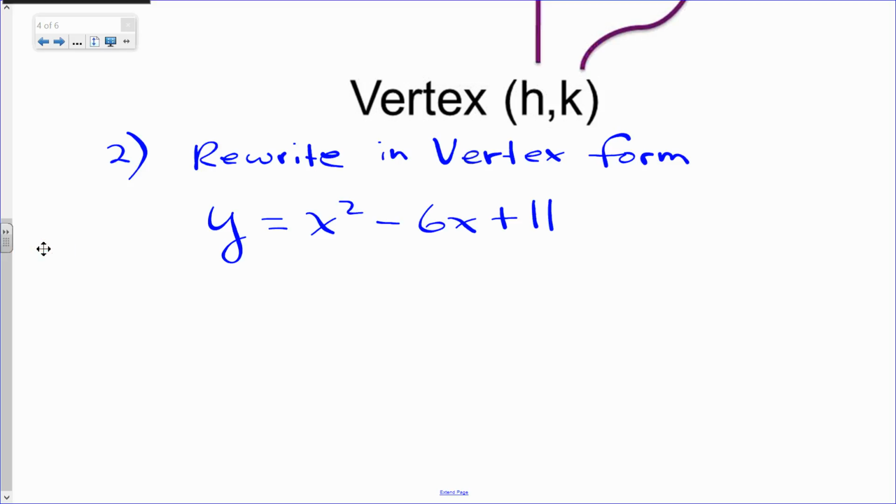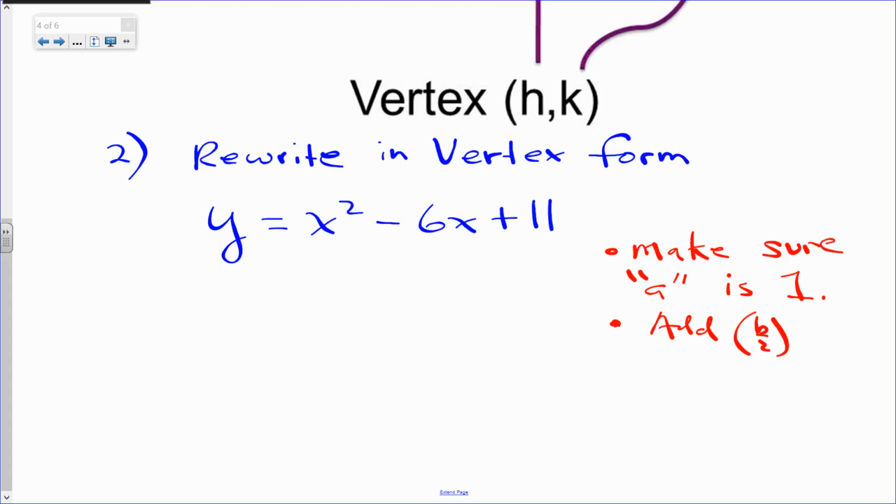But before that, which we haven't really encountered, make sure A is 1. I'll put those steps in bullets. Make sure A is 1, just like completing the square. And here it is, so we're good. No biggie. Second step: add b over 2 squared to both sides.